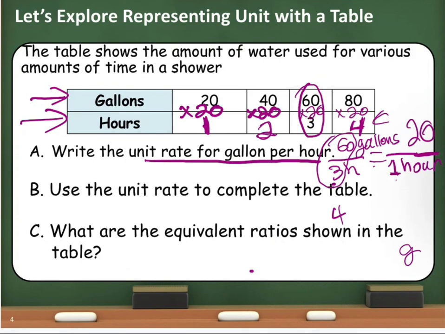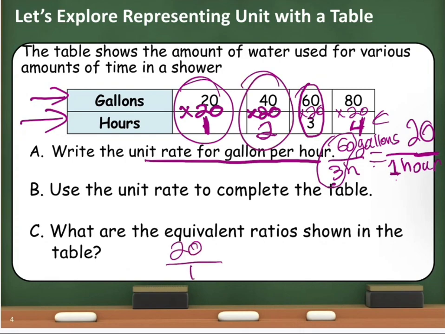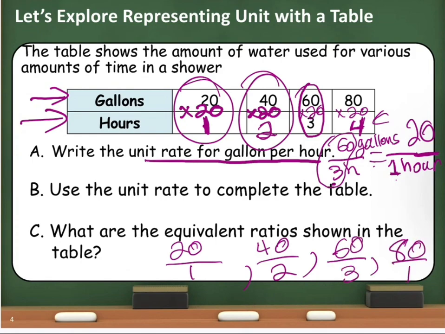Now, just like before, we are going to just list our equivalent ratios. This is one ratio, 20 over 1. This is another ratio, 40 over 2. We have 60 over 3 and 80 over 4.